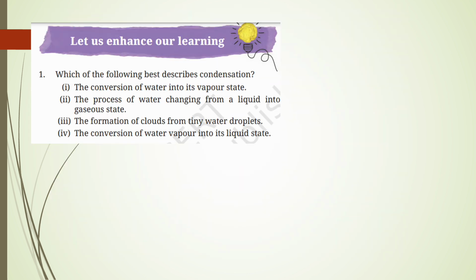Let us enhance our learning. Which of the following best describes condensation? Option 1, the conversion of water into its vapor state. Option 2, the process of water changing from a liquid into gaseous state. Option 3, the formation of clouds from tiny water droplets. Option 4, the conversion of water vapor into its liquid state. So, what is condensation? It is the conversion of water vapor into its liquid state.